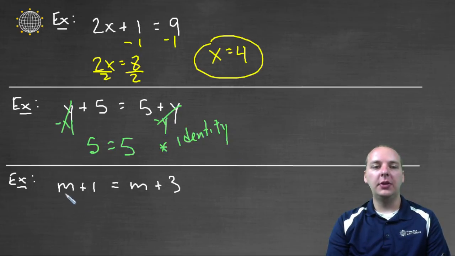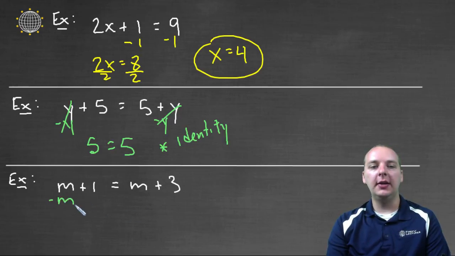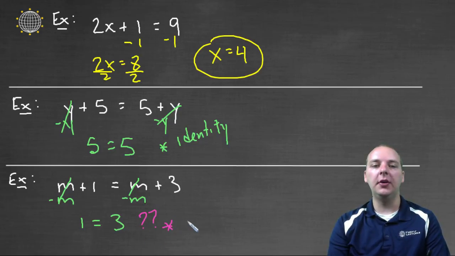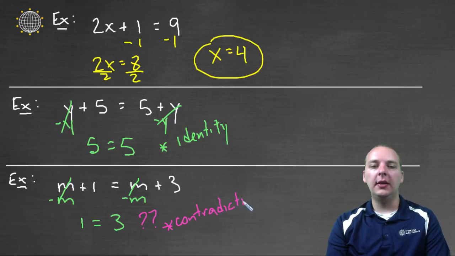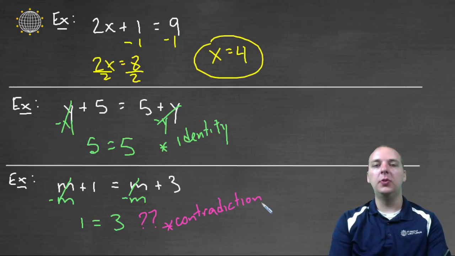And the last type of equation, we have m plus 1 equals m plus 3. If you subtract m from both sides, you would get the equation 1 equals 3. But you look at that and you say 1 equals 3? 1's never equal to 3. Well, what you just stumbled across here is a contradiction. So don't think that you have to know ahead of time what type of equation it is. You just solve it as normal, and then you look to see if you get one answer, a true statement, which would be an identity, or some false statement, which would be a contradiction.